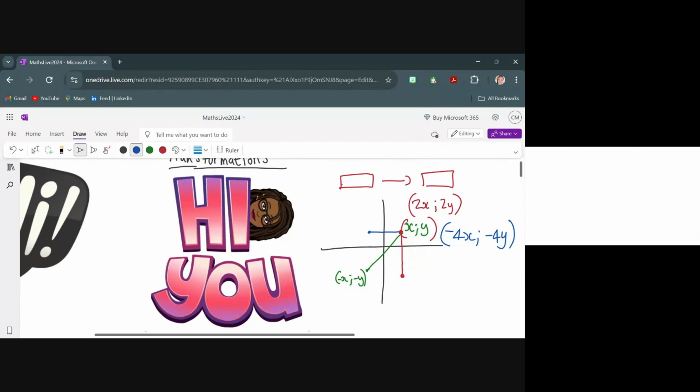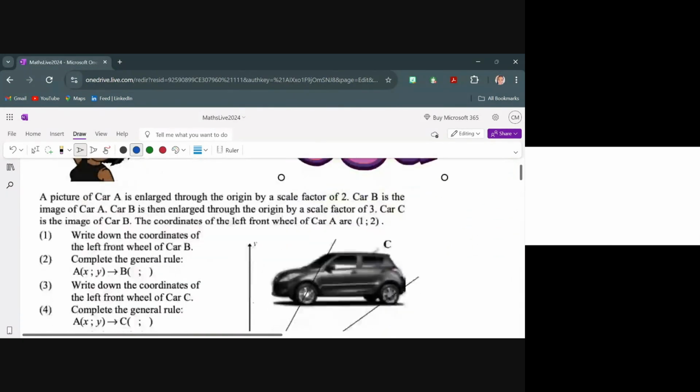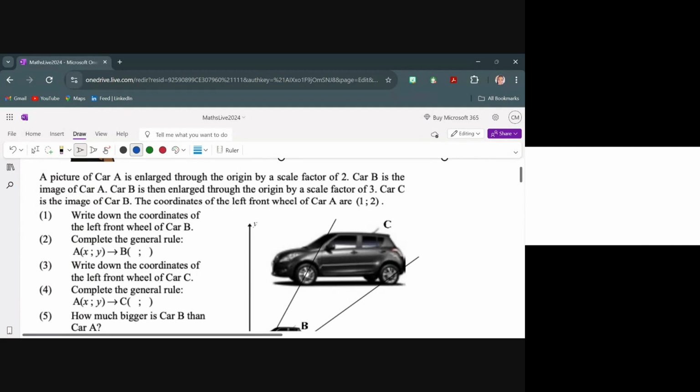Okay. So, yes, that's it, Ratile. One of them is called a reflection, correct? And we're going to be looking at those today. All right, let's look at this question that we've got over here.